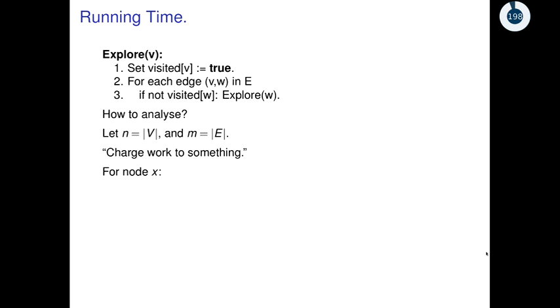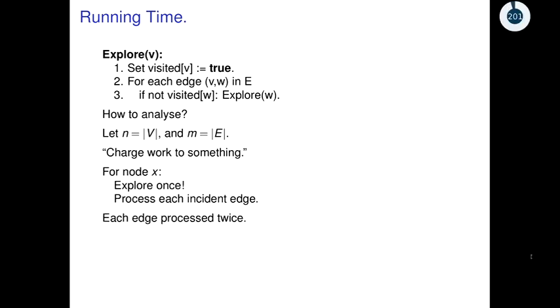So for node X, you explore it once. You never call explorer on any vertex more than once, because if it's not visited, then you can call explorer on it. You set visited to true. That's the first thing you do, so explorer never gets called on you again. You write the chalk mark. And then you go through this loop. What does this loop do? It processes your adjacency list, all the incident edges.